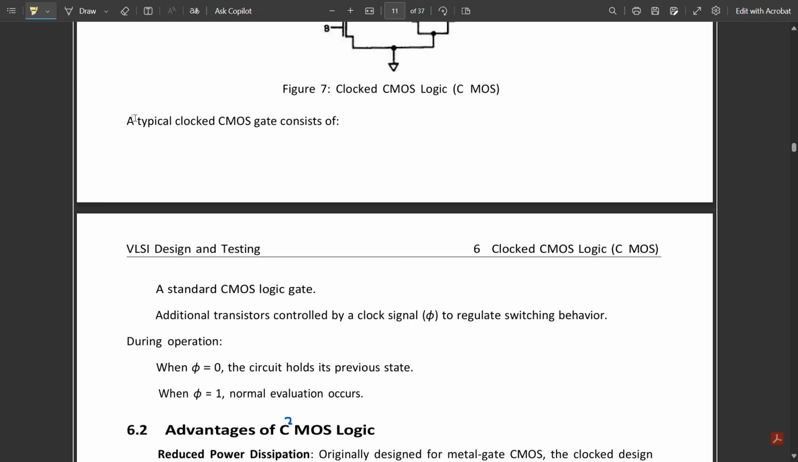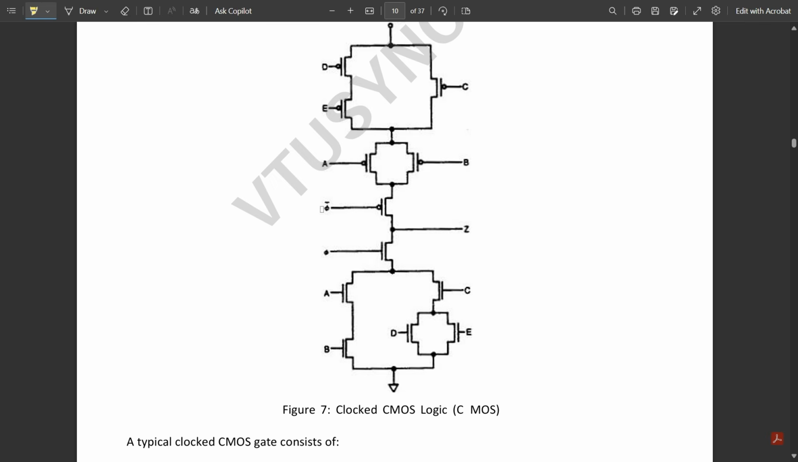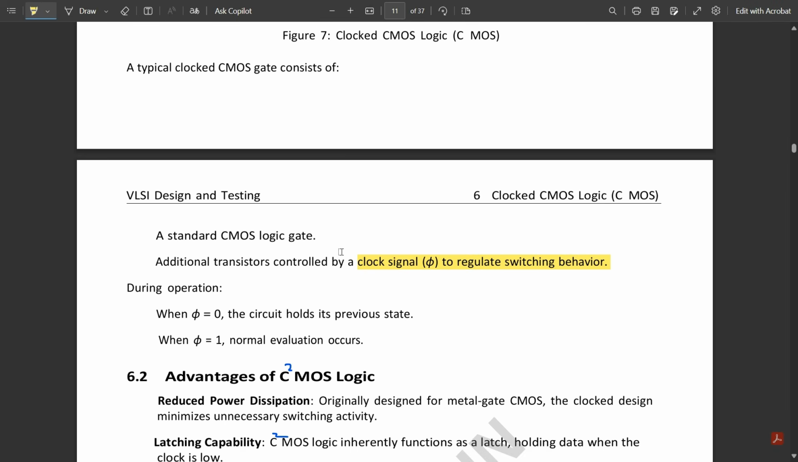A typical clocked CMOS gate consists of a standard CMOS logic gate plus additional transistors controlled by a clock signal to regulate the switching behavior. These are the clock signals, phi and phi bar. During operation, when phi equals 0, the circuit holds its previous state, and when phi equals 1, the normal evaluation occurs.